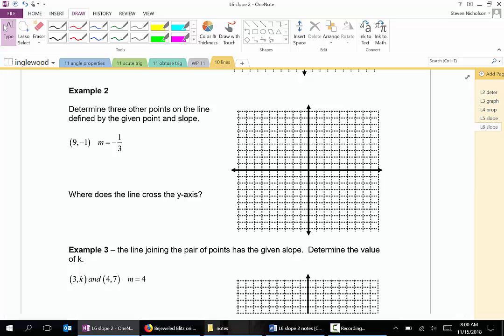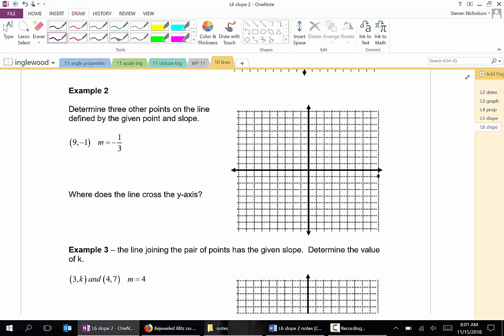So given that we know a point and a slope, what that slope allows us to do is figure out an infinite number of other points on a line. So here's an example: determine 3 other points on the line defined by the given point and the slope. So 9 comma negative 1 is right there. And our slope of negative 1 over 3 says go down 1, right 3. Well, if we went down 1, right 3, we're off the picture.